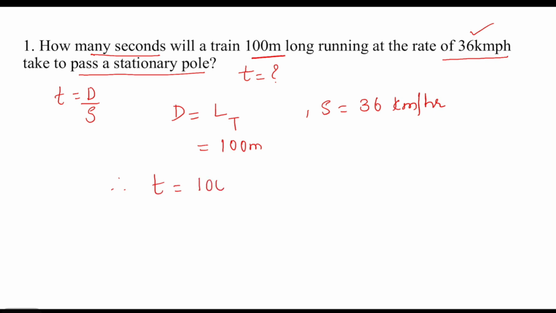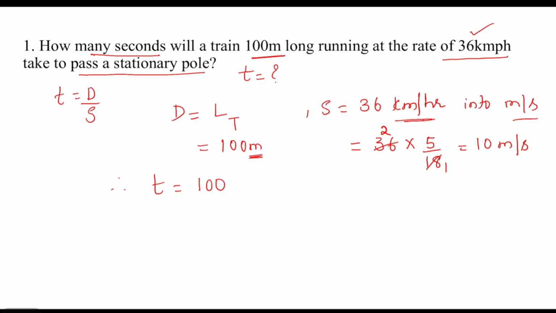The distance is 100 meter, but the speed is in kilometer per hour and the distance is in meter. We cannot directly divide by 36, because the units differ. So we have to convert kilometer per hour into meter per second. Then both the units will become the same. So multiply this 36 by 5 by 18. 18 ones are 18, twos are 2, 5 twos are 10, so it is 10 meter per second.